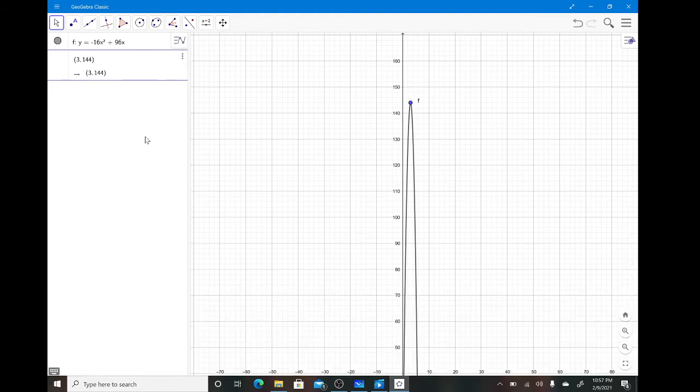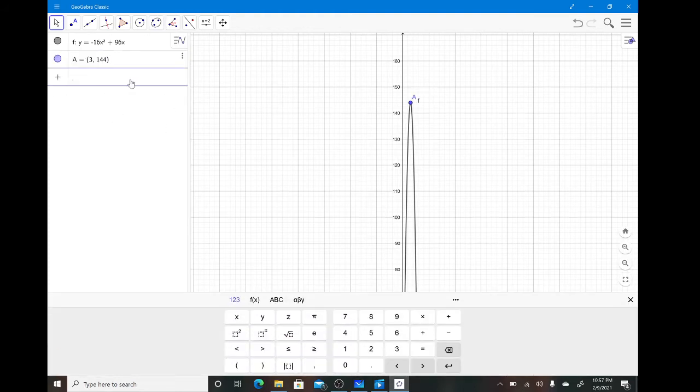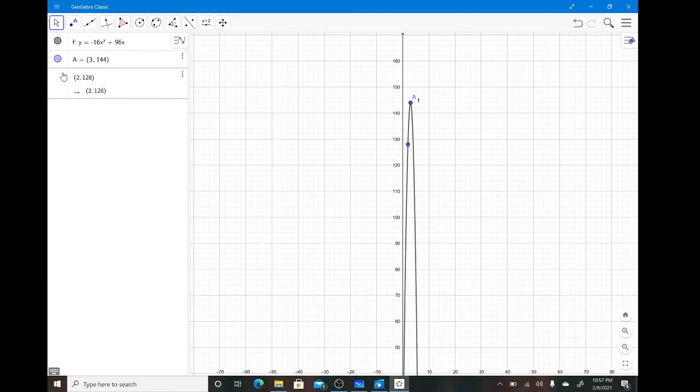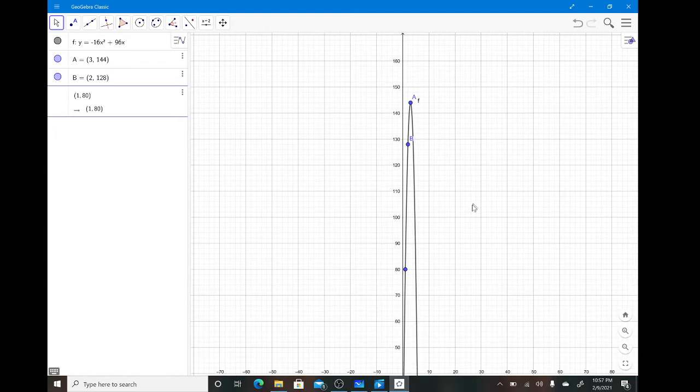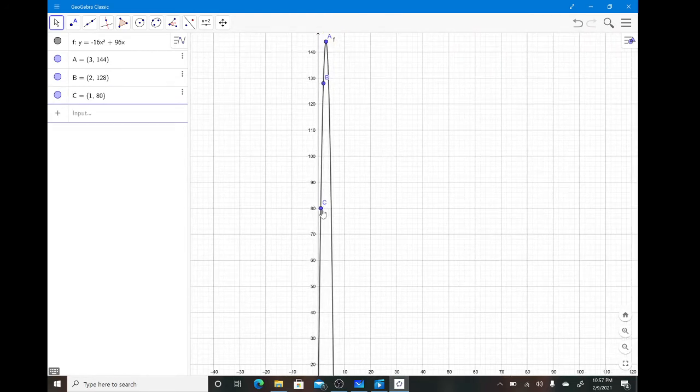So we have 3 and 144. And then our next point was 128, not 80, 128. And then the third point we had was 1 and 80. So here we could see the points that we plotted. So after 1 second, you're moving at 80 feet per second. After 1 second, you are up 80 feet in the air.